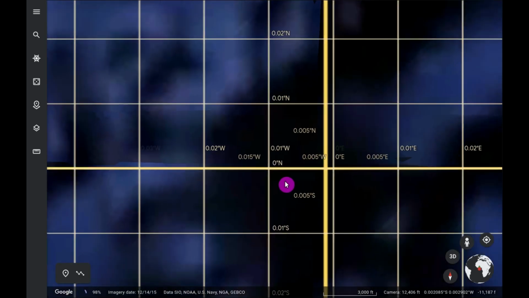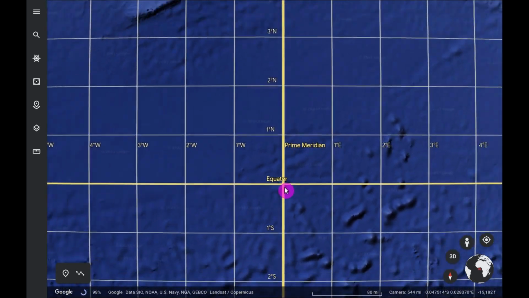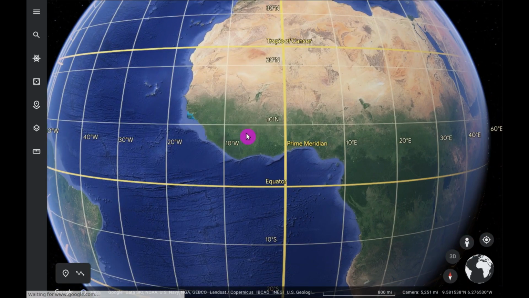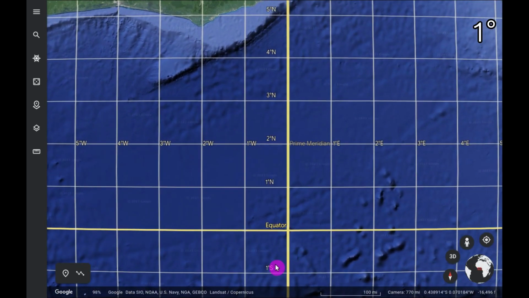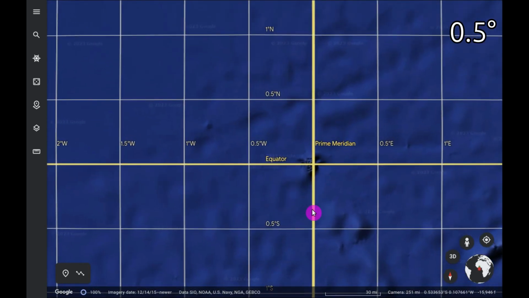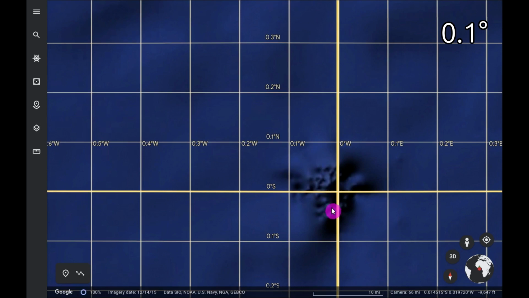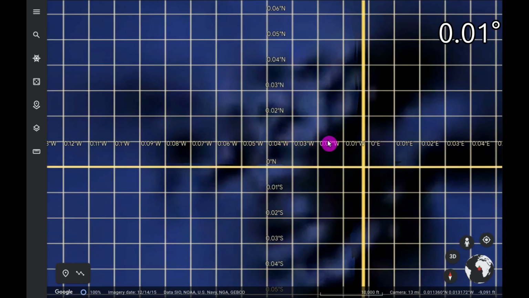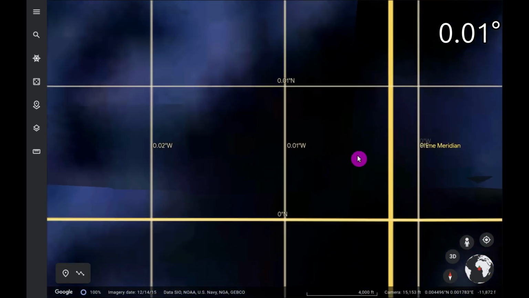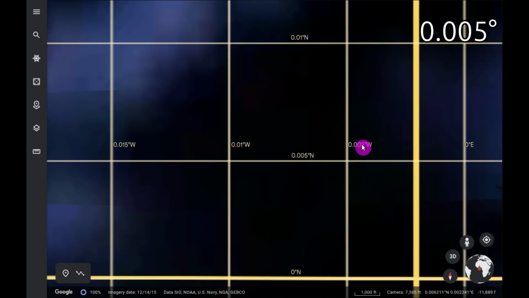So that's it. All you have to do to get to a higher resolution grid is zoom in, going from the 10-degree grid to a 5-degree grid to a 1-degree grid to a half-degree grid to a 1/10 of a degree, to 5 100ths of a degree, and then 100ths of a degree, and then finally 5 thousandths of a degree.